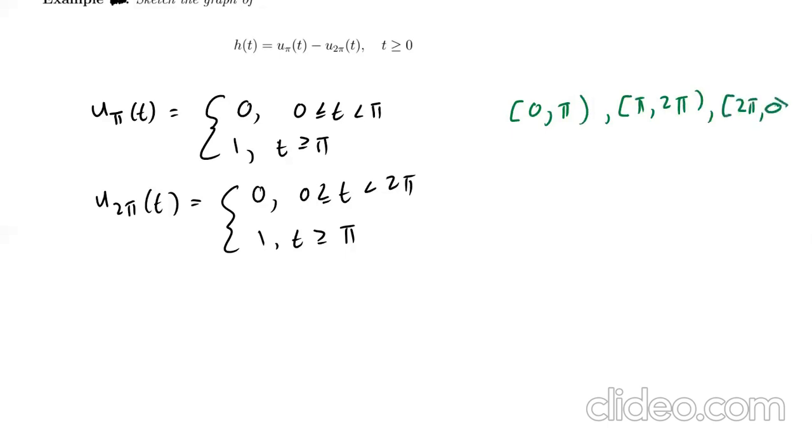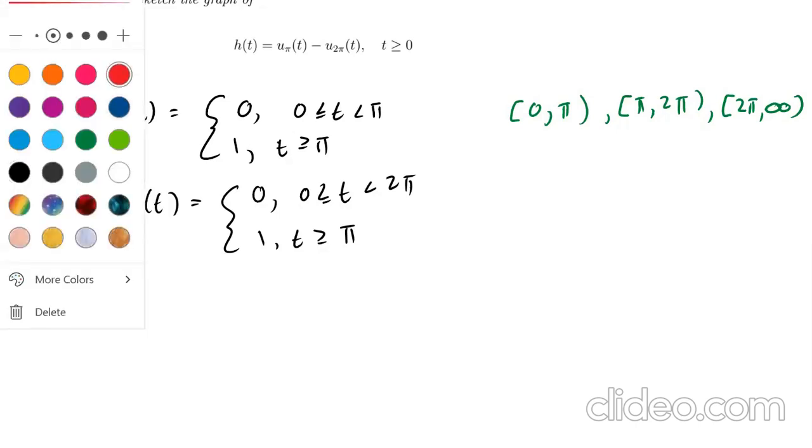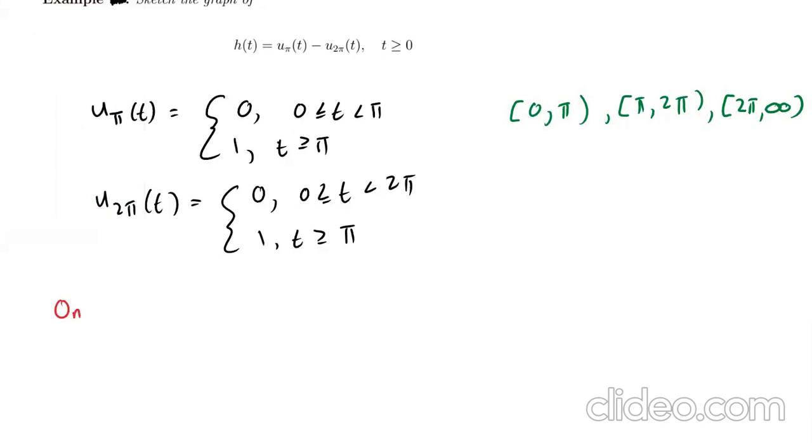So just looking at the problem, these are the 3 intervals in which some things are changing. These functions are going to change at pi and at 2 pi. So we consider those 3 intervals. Let's see what the function is on each subinterval. So on the interval 0 to pi, what do we have?